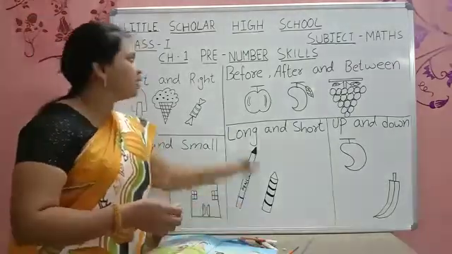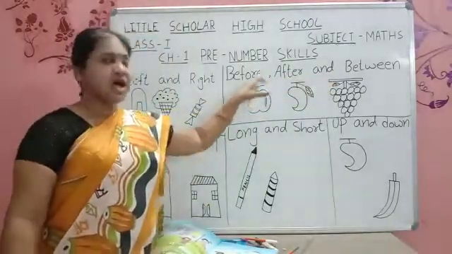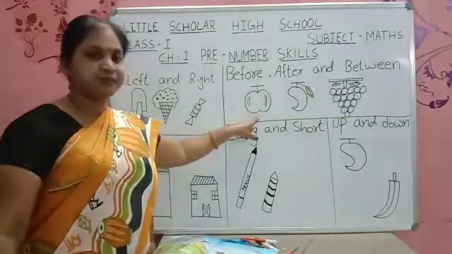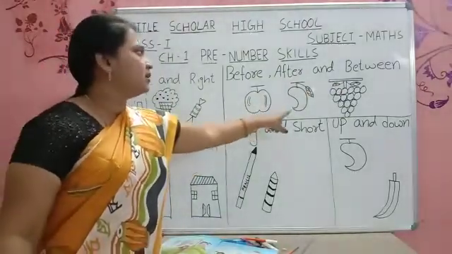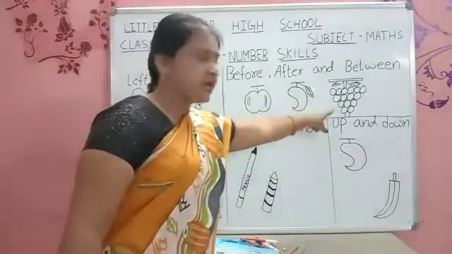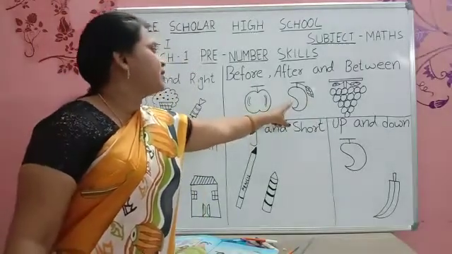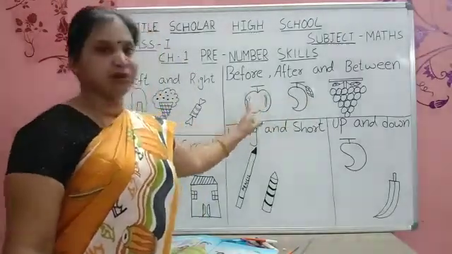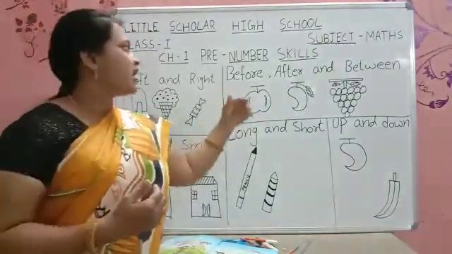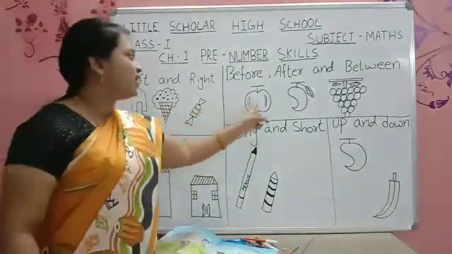Next we have before, after and between. You can see three fruits here: apple, mango and grapes. Where is apple? Apple is in front of mango. Before mango. Before means in front. After means back. So where is apple?